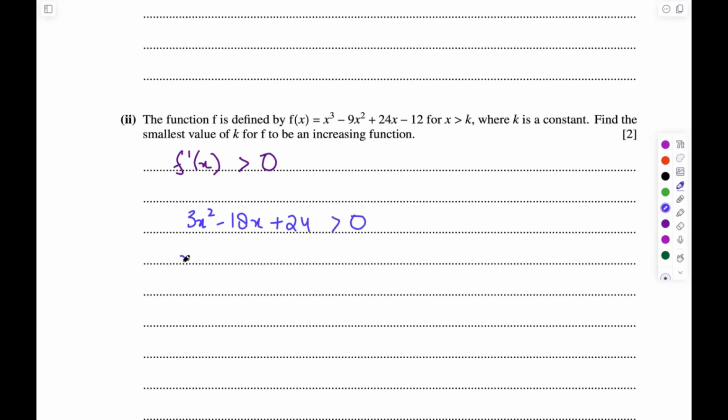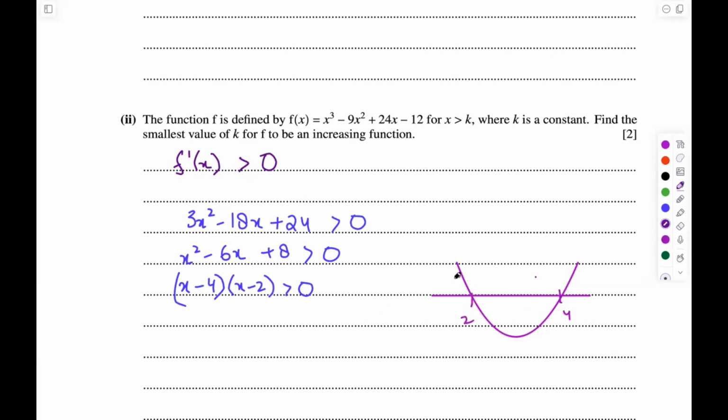Now to factorize this, we can first divide the whole equation by 3 and write it as x squared minus 6x plus 8 greater than 0. Factorizing this, we'll get (x minus 4)(x minus 2) greater than 0. So the two values of x are 4 and 2. And we know from the question that x has to be greater than k. Now the two values of x, we can plot them on a graph. This is 4 and this is 2 over here.